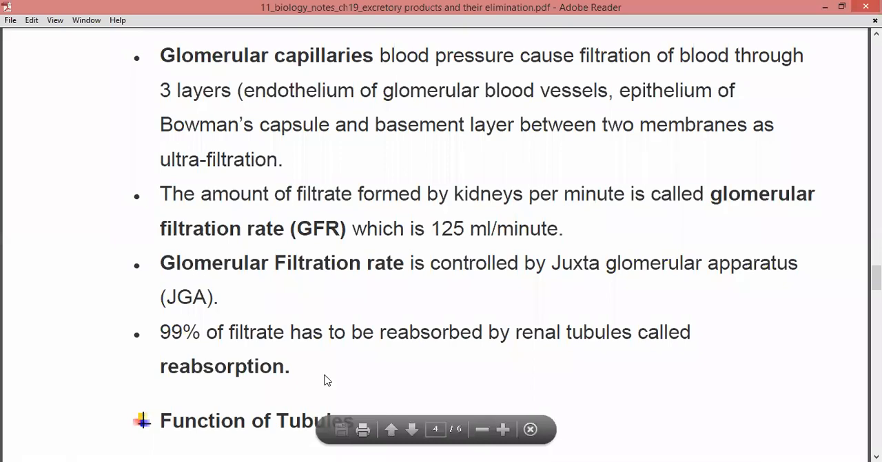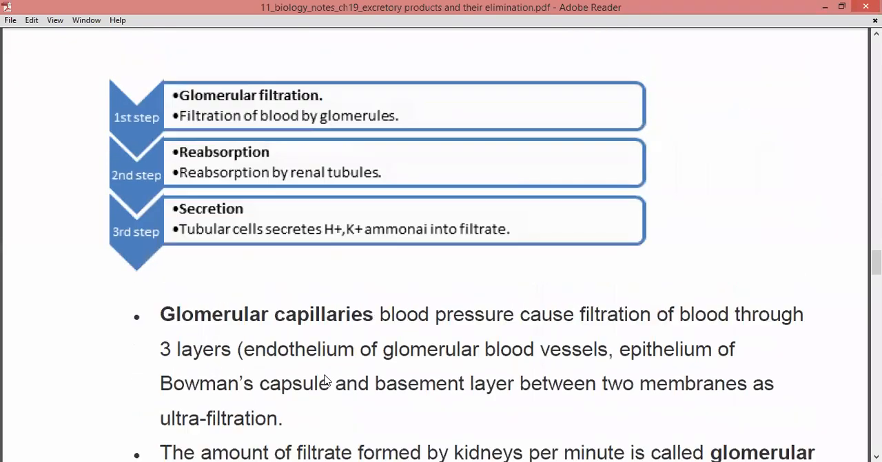The second step is reabsorption. Of the waste that has been filtered out from the blood, 99% of the filtrate is reabsorbed by the renal tubules, and the remaining 1% is eliminated. This is the second step, reabsorption by the renal tubules, meaning the tubular structures of the nephron.